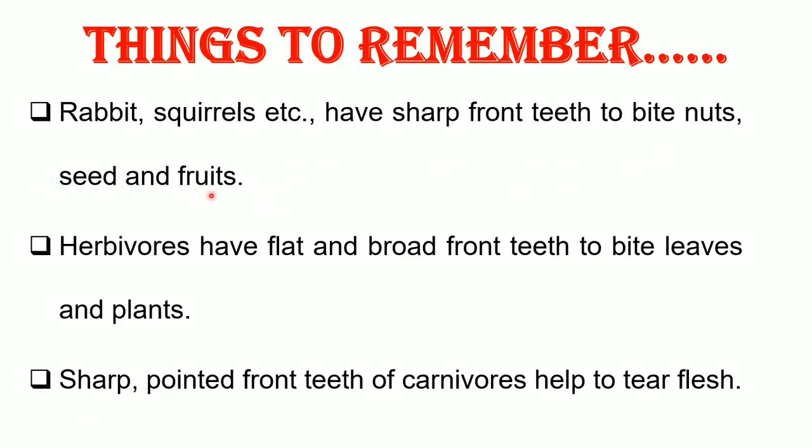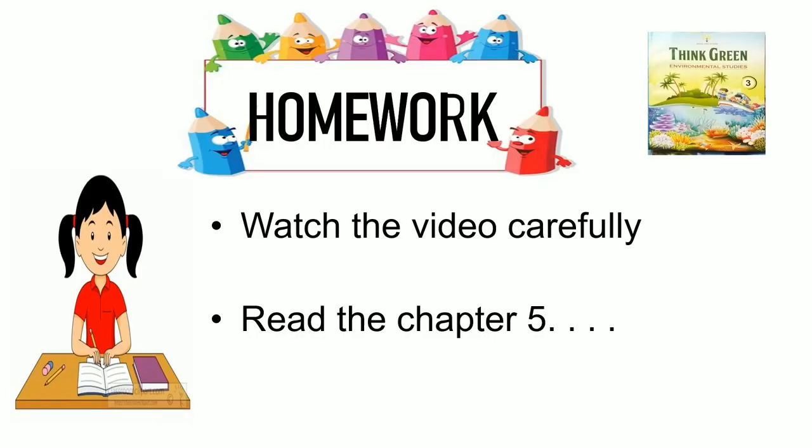Rabbits, squirrels, etc. have sharp front teeth to bite nuts, seeds and fruit. Herbivores have flat and broad front teeth to bite leaves and plants. And the sharp pointed front teeth of carnivores help them to tear the flesh.